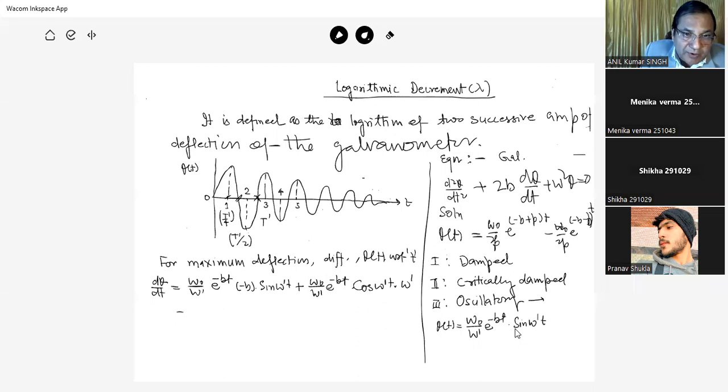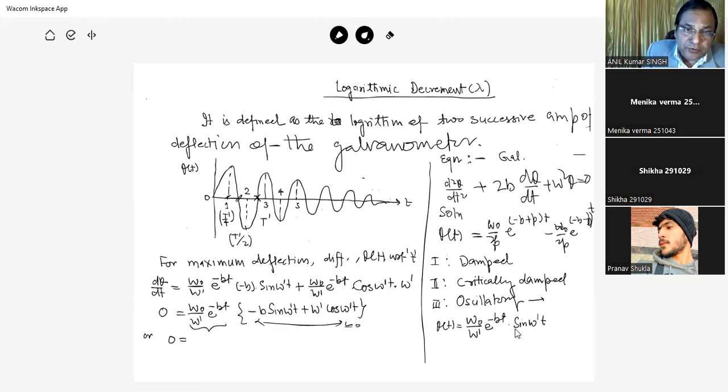So the common portion is omega 0 by omega dash e raised to the power minus bt, and inside the bracket is minus b sine omega dash t plus omega dash cos omega dash t. Now for maximum we have to put this equal to 0. This part is not equal to 0, so the remaining factor must be equal to 0. That is minus b sine omega dash t plus omega dash cos omega dash t is equal to 0. That is b sine omega dash t is equal to omega dash cos omega dash t.